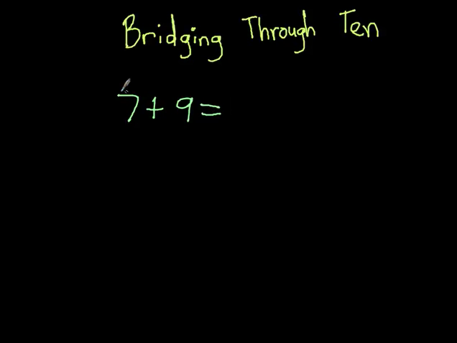Now 7 plus 9, for a student that struggles with addition, this could be a hard problem. But just ask them, okay, we have 7, how much more do you have to get to get to 10? Well, you have to go 7 plus 3, right? 3. And then how much more do you have to get to 9? 7 plus 3 plus what equals 9? Well, 6. 3 plus 6.